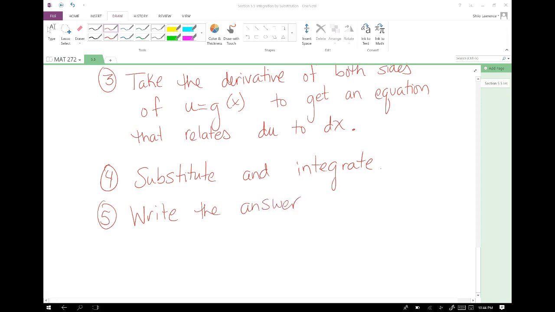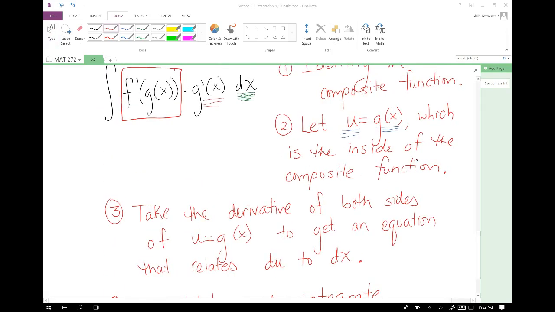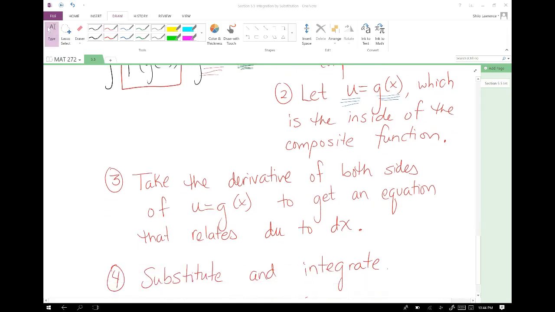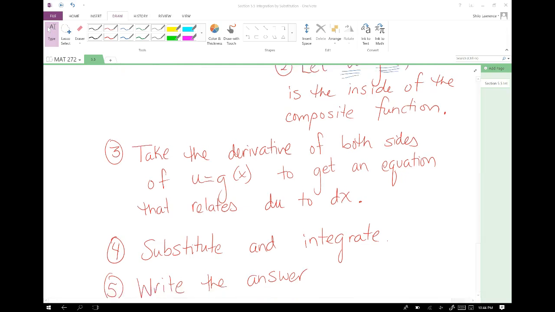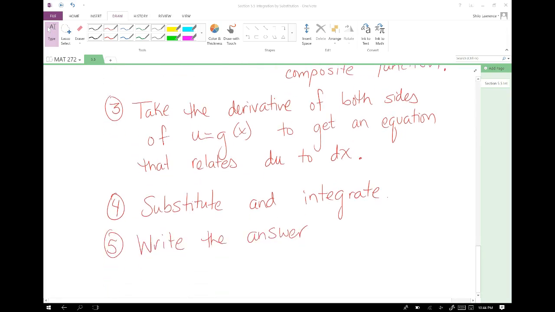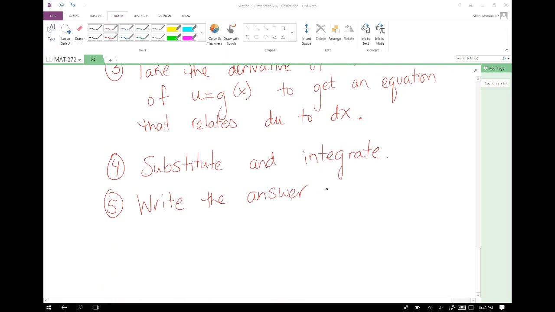So we actually need to write out this work that we're doing here in step number 2 and step number 3 so that when we have our answer in terms of u there in step number 5, we can easily go back and see what we need to replace the u's with to get our final answer.